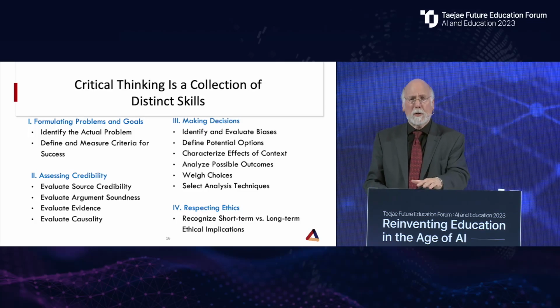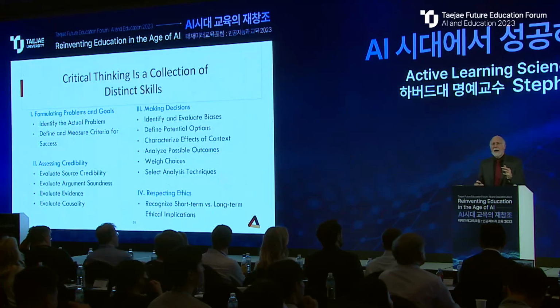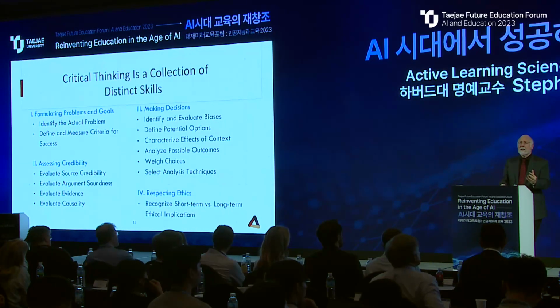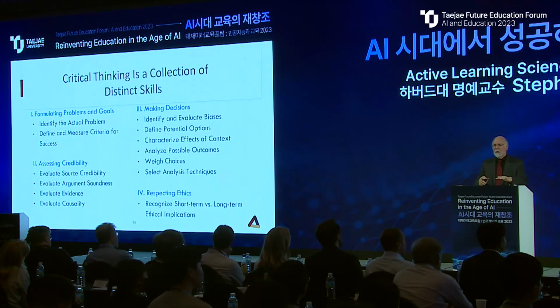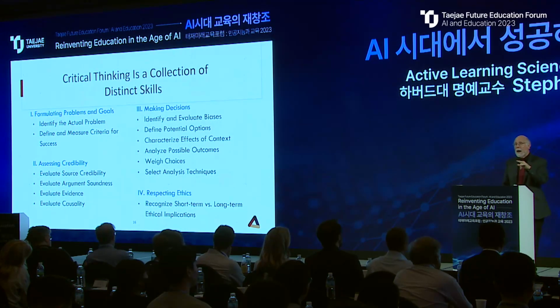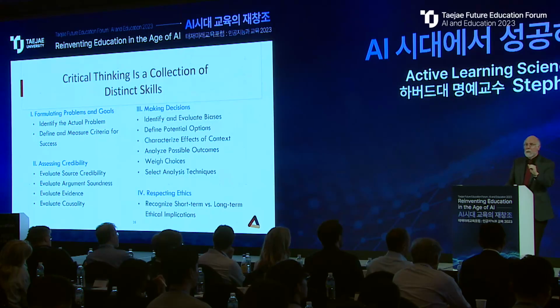I can't go through all these, we don't have time. But you get the idea. The critical idea is critical thinking is not one thing. We break it down into separate components. And different combinations of these components are going to be relevant at each stage of the cognitive amplifier loop.